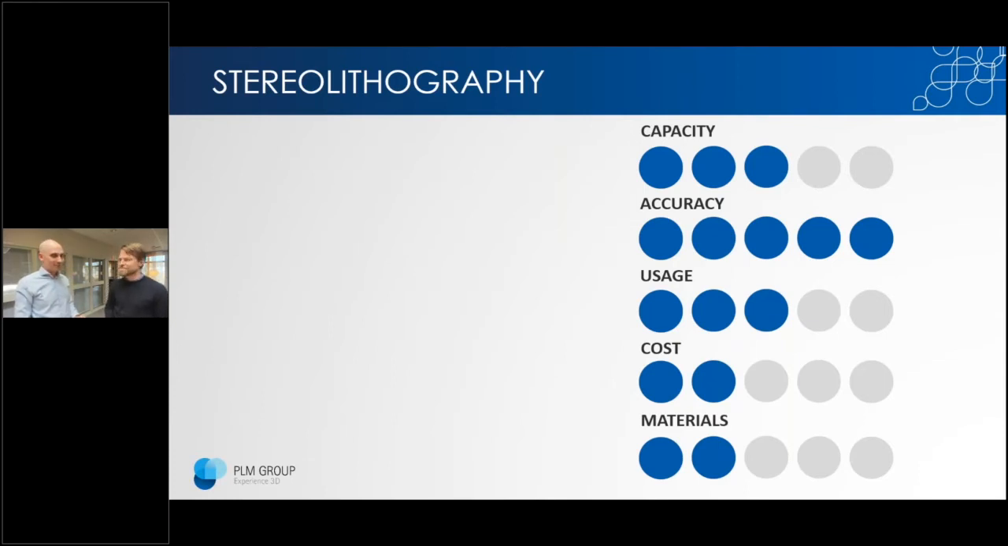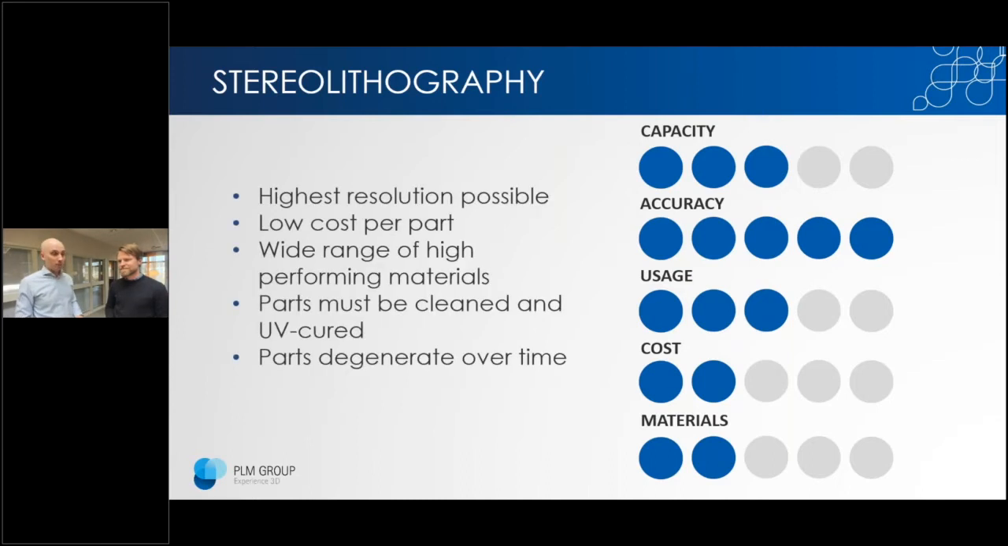Yeah, exactly. Okay. So to sum up, SLA is a really fantastic technology as well. If you want high resolution, low cost parts, and many materials to pick from, this is great. But again, parts degenerate over time because this is also UV cured, and you have these 2 extra steps. We need to clean them and UV cure them. So a few extra steps there. Great.